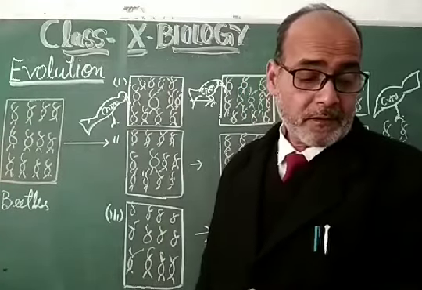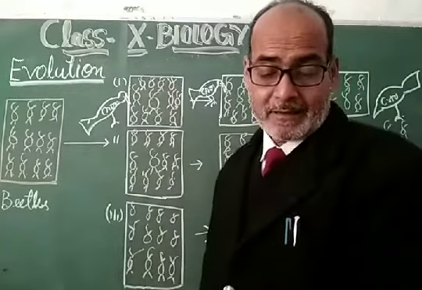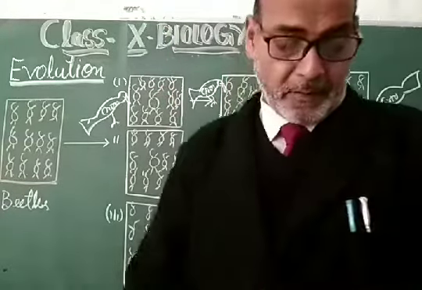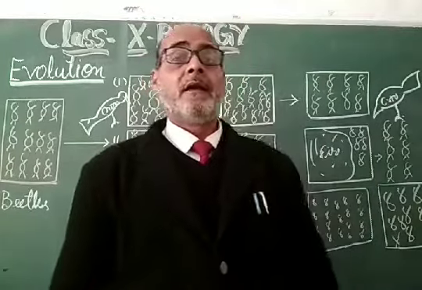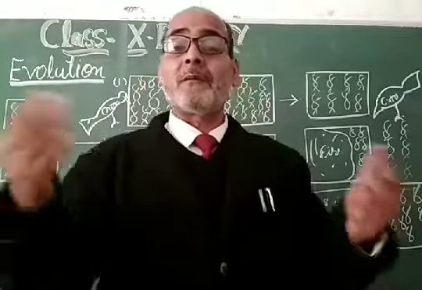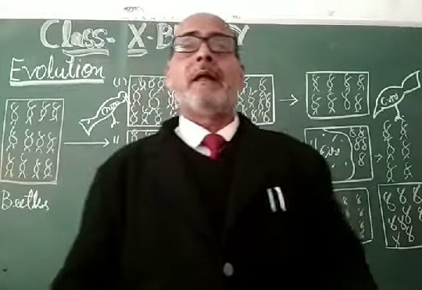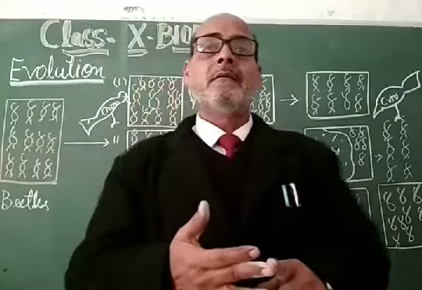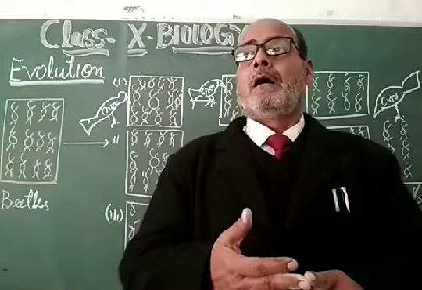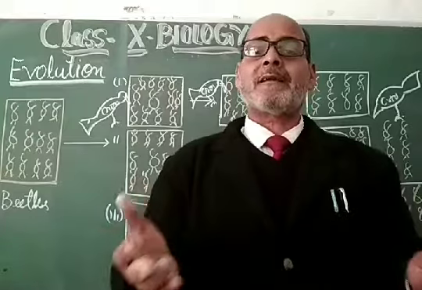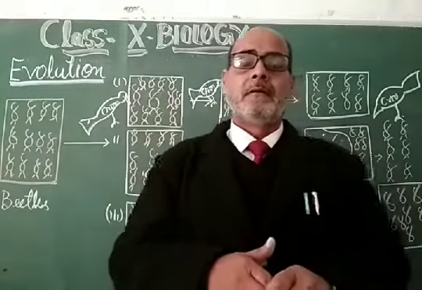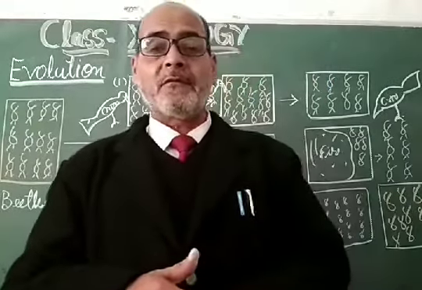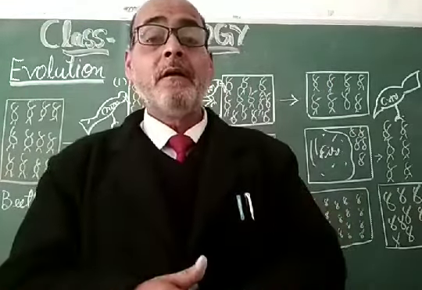My dear students, there are two types of characters: acquired characters and inherited characters. Inherited characters mean the characters which get inherited by the offspring from the parent, like blue eyes, body color, hair color, height, voice, intelligence. So these characters can be inherited from the parents. The characters that can be inherited by the offspring from the parents are called inherited characters.